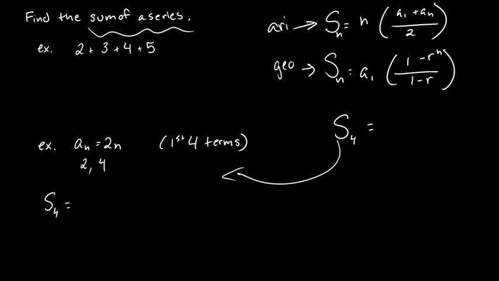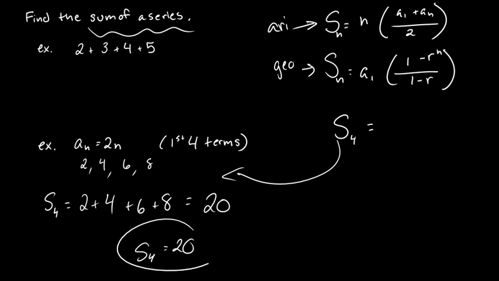If I plug in 2, I get 4. If I plug in 3, I get 6. If I plug in 4, I get 8. Those are my first 4 terms. So what I do is I add them: 2 plus 4 plus 6 plus 8. And that should give me 20. So S sub 4 equals 20. That means I'm adding my first 4 terms.